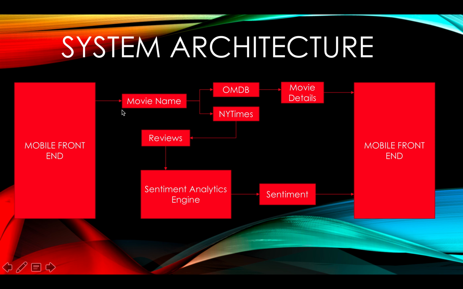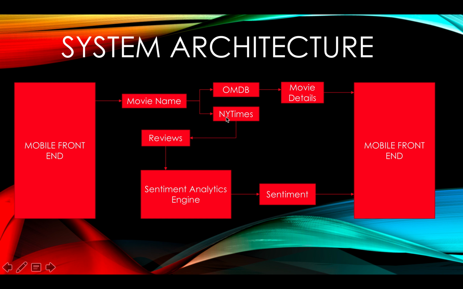Okay, so let's come to the system integration architecture. If we consider the system architecture, if you look at the picture, it says from the mobile front end, we have different options. The first option is to choose a movie name and then get the movie details from different APIs, from both the APIs.